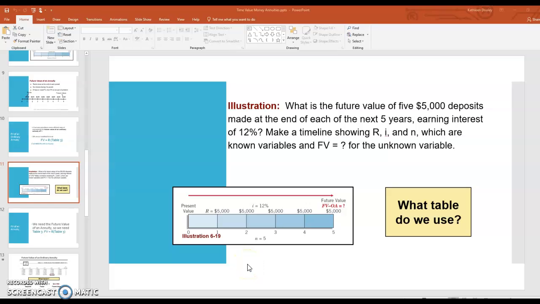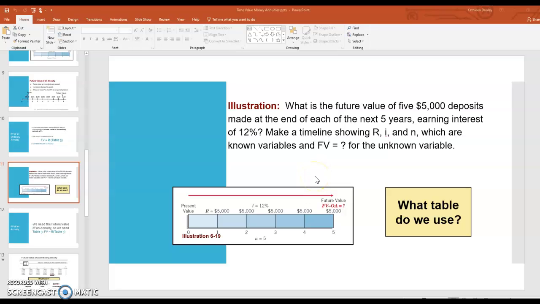Okay, in this second part of using the app, we'll take a look at using it to do annuity problems. And remember that annuity problems means that we have a series of payments that we're making or receiving that we call rents. Okay, so here's an example. What is the future value of $5,000 deposits made at each of the next 5 years, earning interest of 12%?